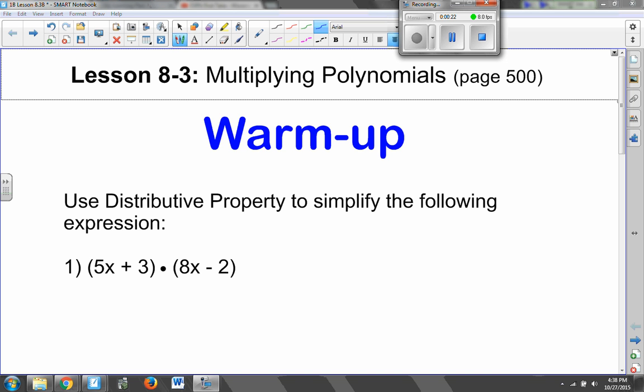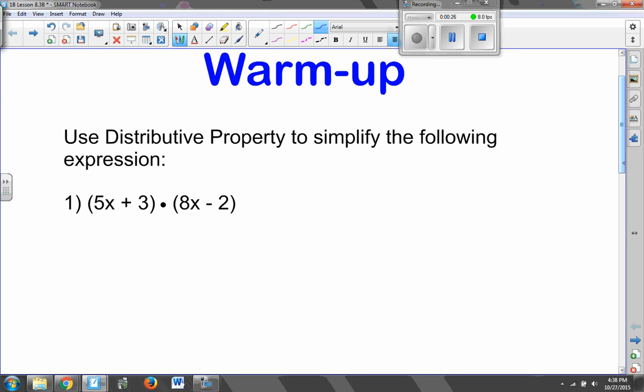But I want to start by just reviewing what we did in the last video, multiplying 2 binomials using the distributive property. If you remember, when we have an example problem like this, 5x plus 3 times 8x minus 2, both of those in parentheses, we use the distributive property to simplify by taking both pieces in our first set of parentheses and distributing them to the second set of parentheses.